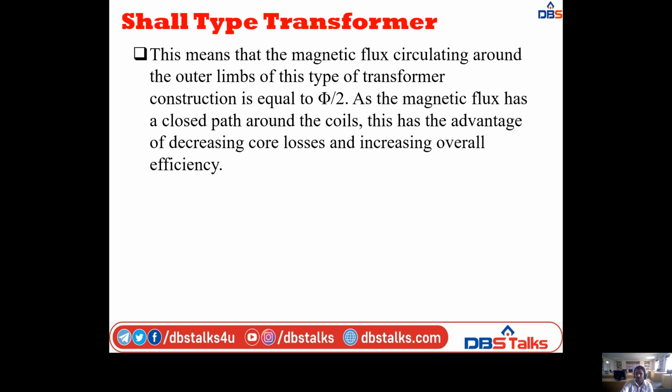I already said this point in the construction of the shell type transformers. The magnetic flux circulating around the outer limbs of this type of transformer construction is equal to phi by 2, as the magnetic flux has a closed path around the coils. So this has the advantage of decreasing core losses and increasing overall efficiency.